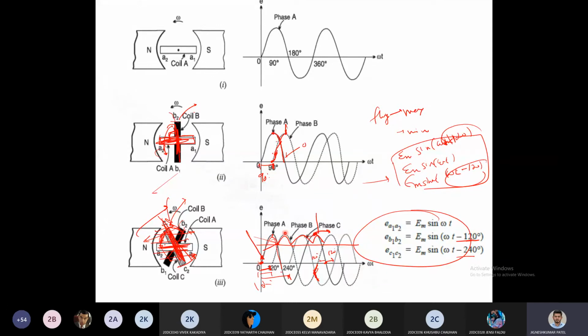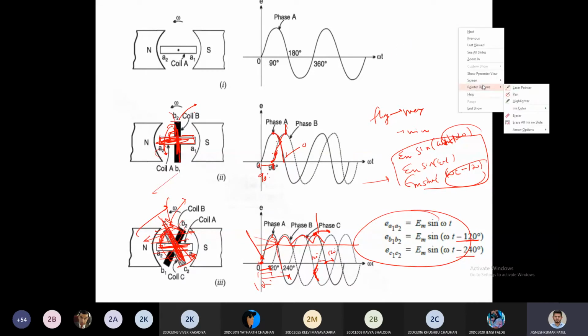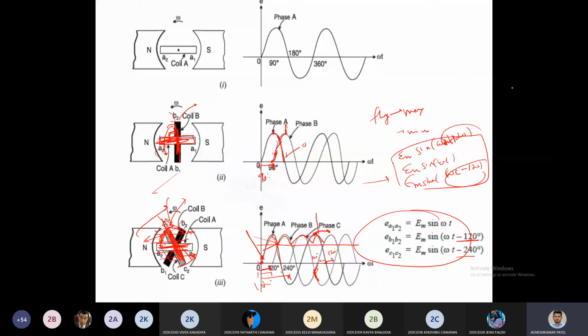Why is phase sequence important? Let us have an example. If you have a three-phase motor, let us say, there are three connections. Let us say the connections are named L1, L2 and L3. Now I have connected a three-phase system over here.